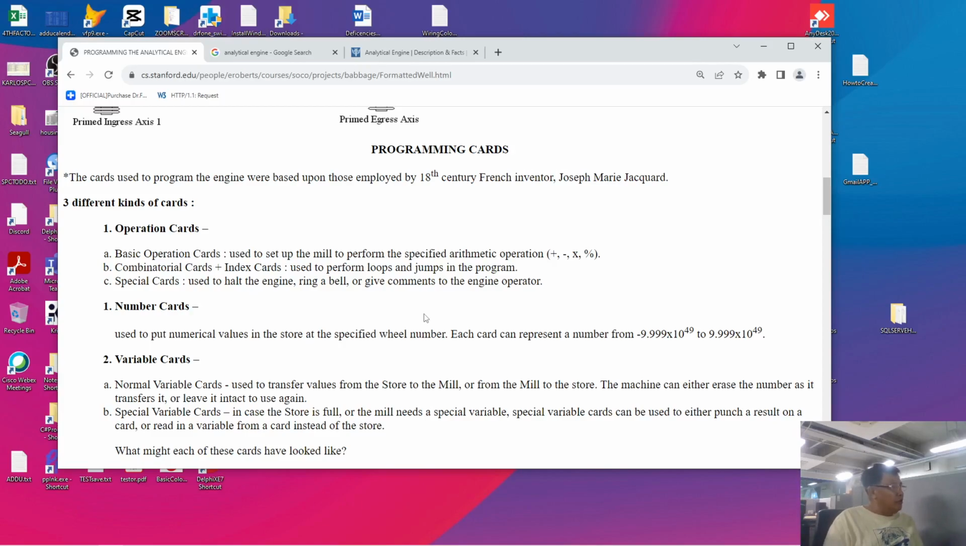There can also be combinatorial cards, which are used to perform conditional jumps or repetitions in a program. They are called conditionals because the conditional jump or looping can be executed only when a specific condition is satisfied. Special cards are cards that are used to halt the engine or stop the program, ring a bell, or give comments to the engine operator. Normally, the bell special card is used at the end to signify to the operator that the whole operation has finished.